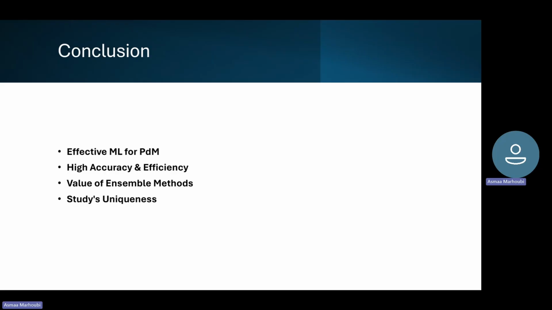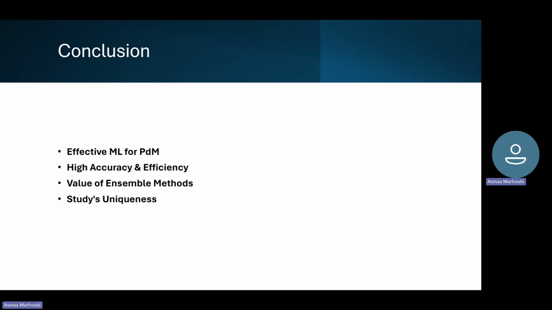Now, in conclusion: effective machine learning for predictive maintenance. With the machine learning interpretable pipeline, random forest is a highly effective decision aid for predictive maintenance. In terms of accuracy and efficiency, the pipeline achieved high multi-class fault diagnosis accuracy of 0.96 and computational efficiency, making it viable for real-time industrial systems.